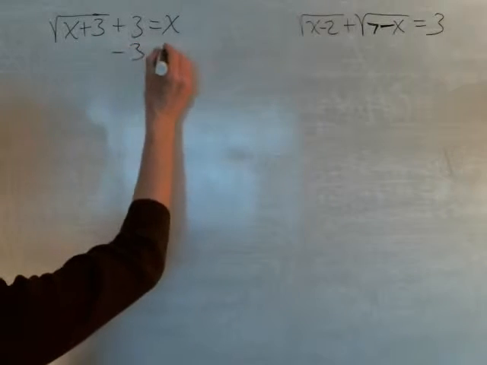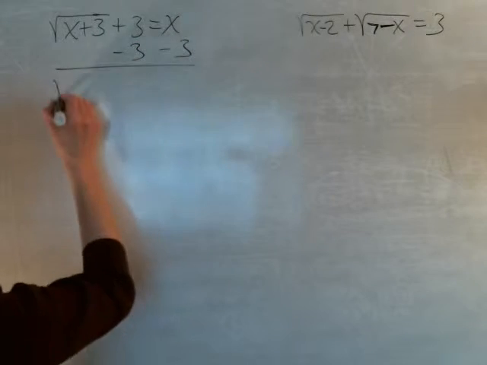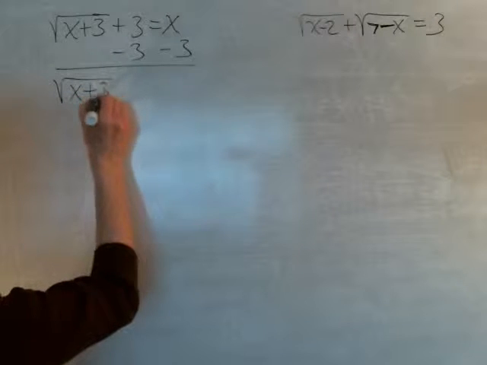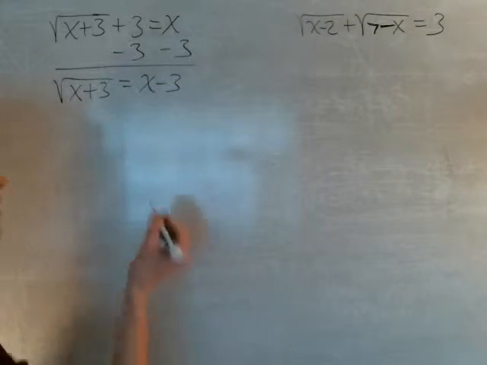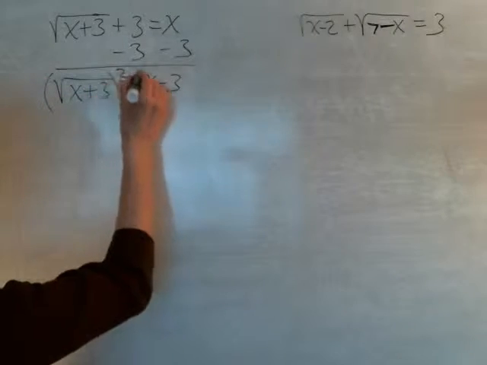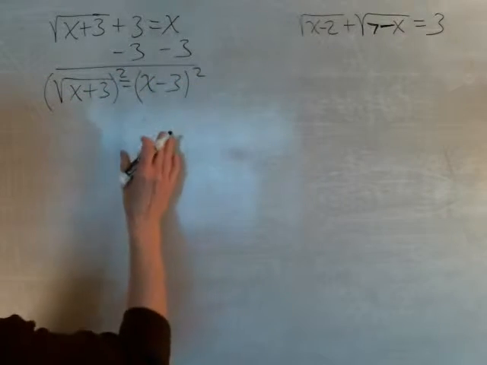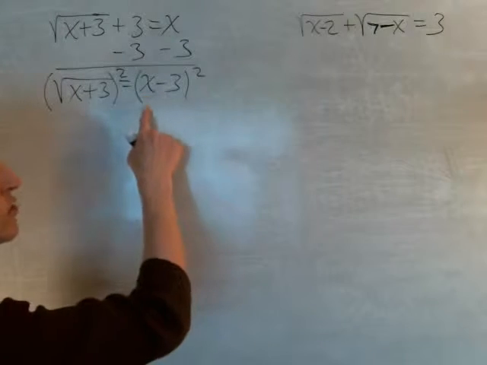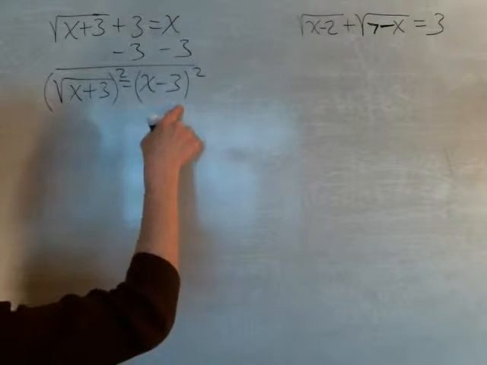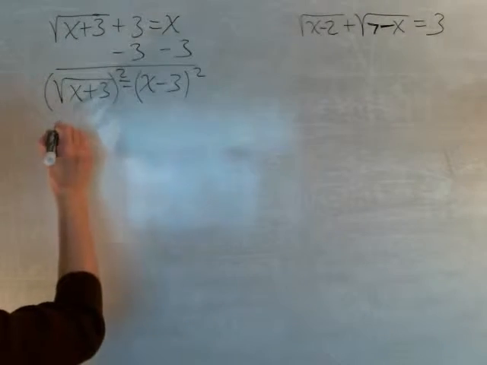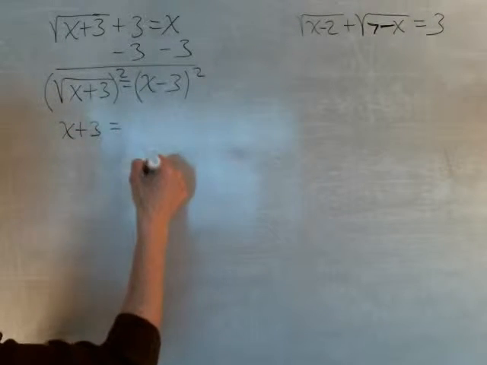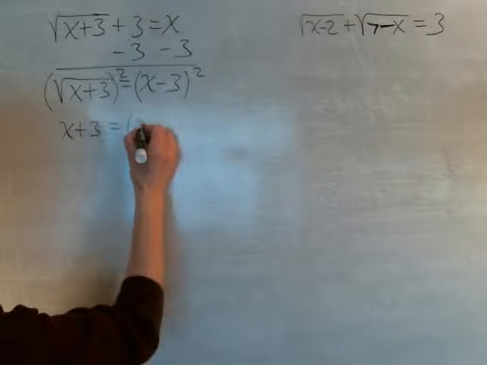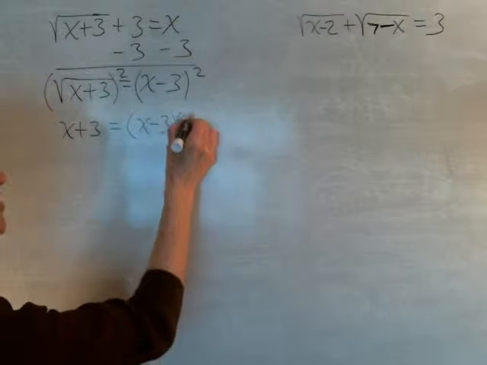So I'm going to move the 3 to the other side. And then I have the square root of x plus 3 equals x minus 3. Now, I'm going to square both sides. Now, when you square both sides, you have to square the entire side. You cannot square the individual members of a side. All right, so this is easy. The square root sign just goes away. But over here, x minus 3 squared is really x minus 3 times x minus 3.